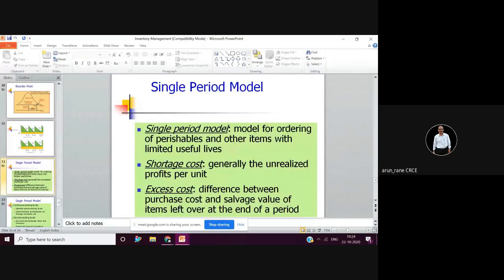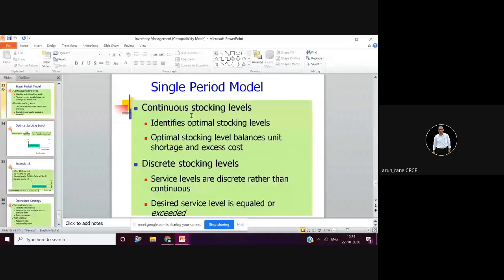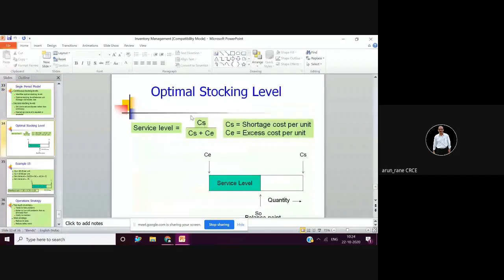Then the single period model: when you study inventory management in depth, that time you need to know what is the single period model, what is shortage cost, what is excess cost. But since in computer integrated manufacturing they have included so many things, we are just considering the overview only, like what is inventory, what is inventory model, what is EOQ, this kind of question.